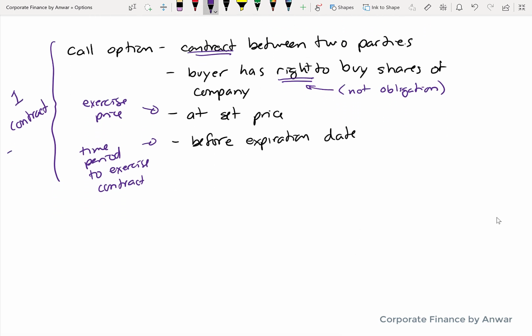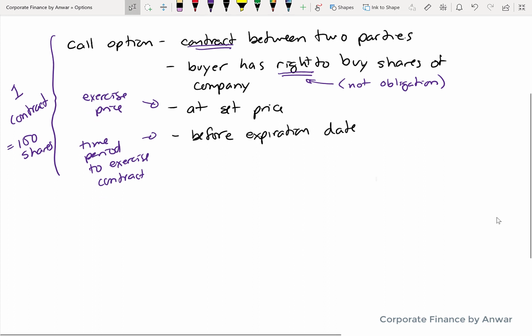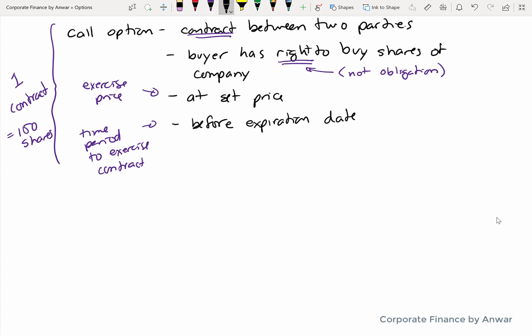One contract is equal to 100 shares of whichever stock. So if these are options on Google, this contract will give you the right to buy 100 shares of Google at a set price before a certain date. Pictorially, there are two parties to this contract. One is the buyer of the option, also known as the holder of an option, and the other is the seller, the writer of an option.